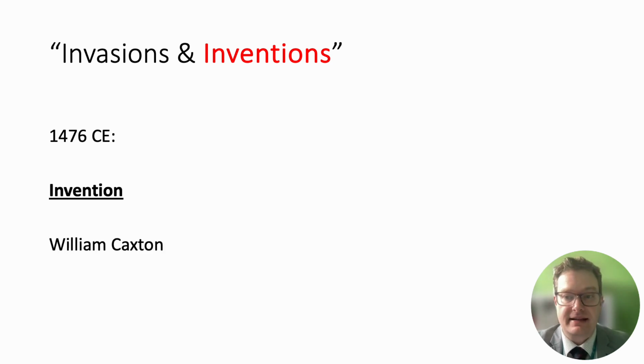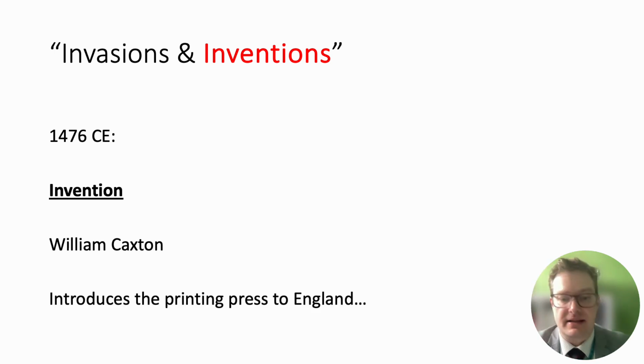This man, William Caxton. So we've moved on from invasions. We're talking about an invention, and that invention we're talking about is the printing press. And William Caxton setting up the printing press in England completely changes the English language. It sets off the dominoes that completely revolutionize literacy and education and knowledge in England, and in the process, completely upend the language.